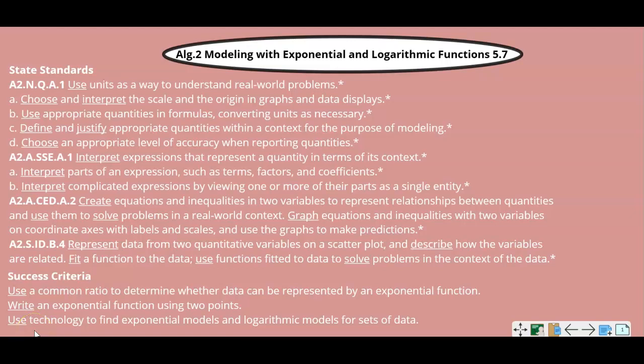Modeling with exponential and logarithmic functions. As you can see with this lesson, there are lots of state standards that we touch on for this lesson. And for your success criteria, you need to be able to use a common ratio to determine whether data can be represented by an exponential function. You need to be able to write an exponential function using 2 points, and you need to be able to use technology to find exponential models and logarithmic models for sets of data.